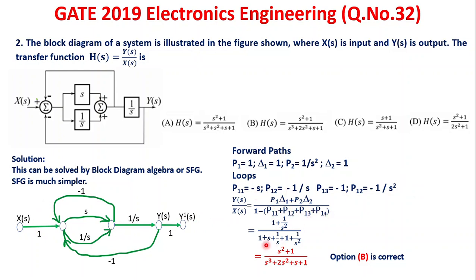So all these are substituted, and here we have taken the LCM, and if you take LCM and simplify, you get S square plus 1 by S cube plus 2S square plus S plus 1. So this fits into option B. So option B is correct. See how easily it is solvable.